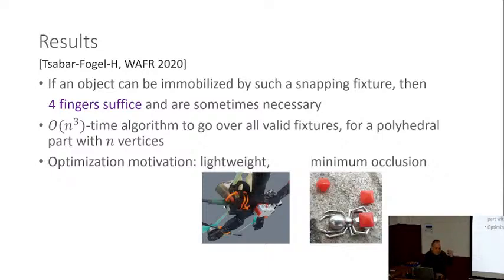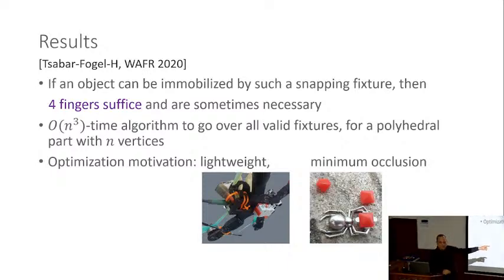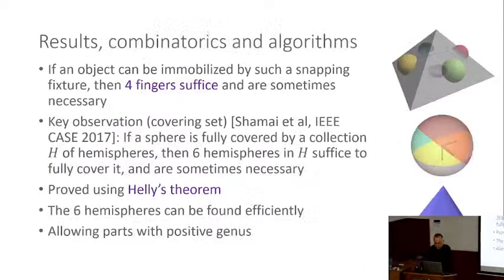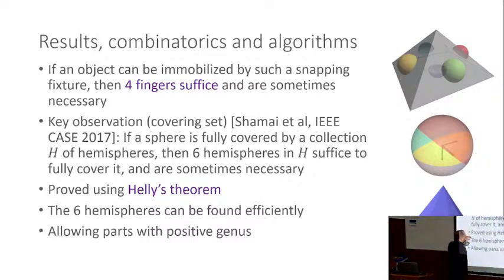And the reason we want few fingers is either because we want the fixture to be lightweight, or, I'll explain soon what happens there, you don't want it to obstruct the workpiece. You want it to expose as much of the workpiece as possible. So where is the geometry? We rely on an earlier result of ours.